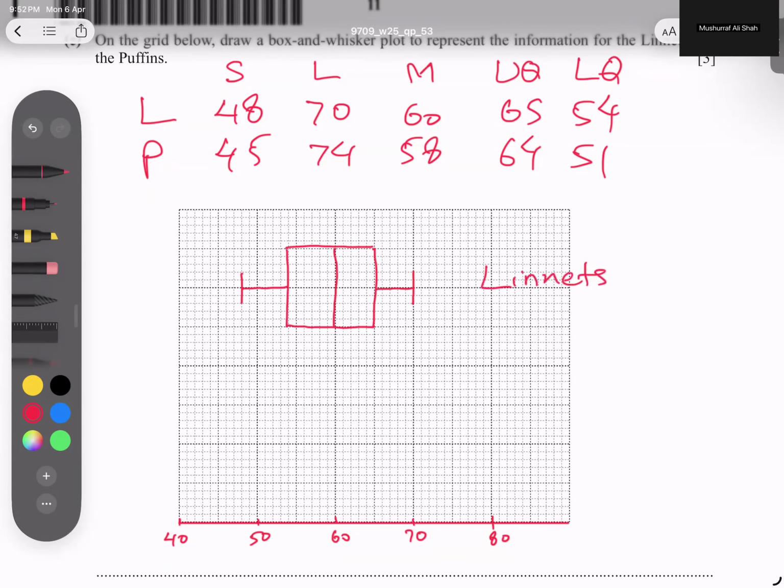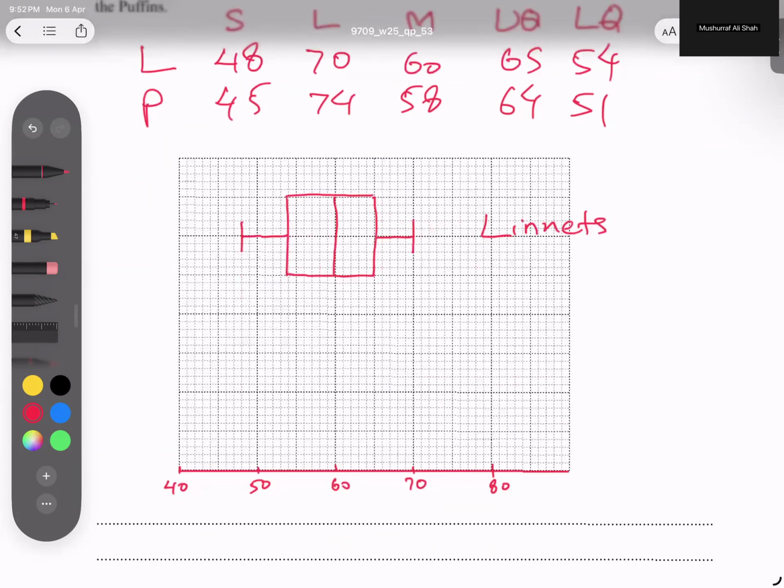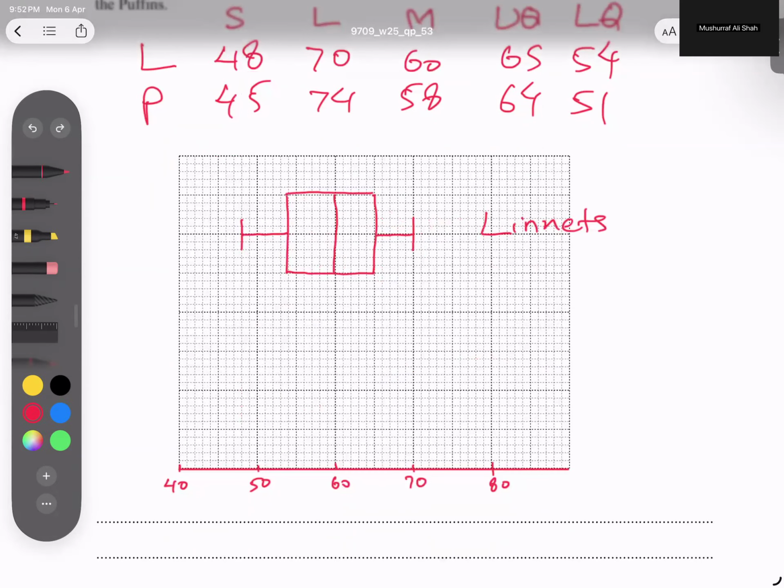Now let's talk about the other one. 45 is the lowest number, so I'm going to mark it here. Then the largest number is 74. Here. And afterwards the median, say 58. Then the lower quartile 51. Upper quartile is 64.